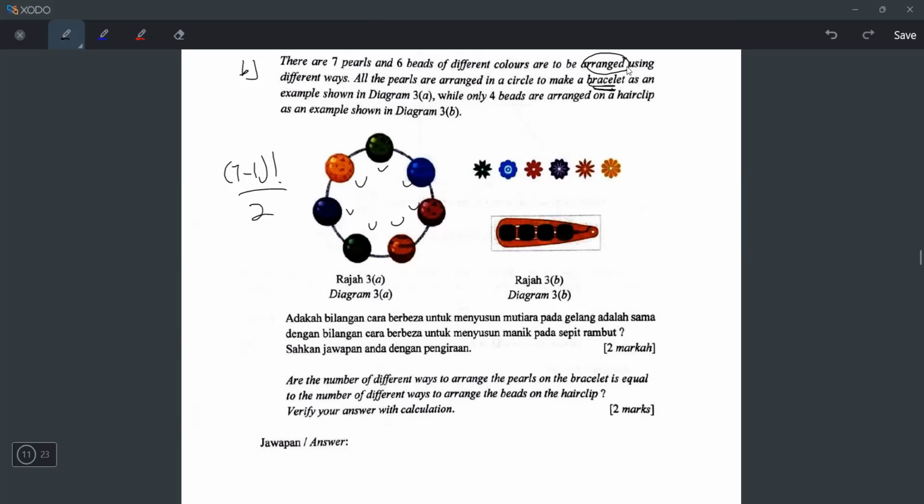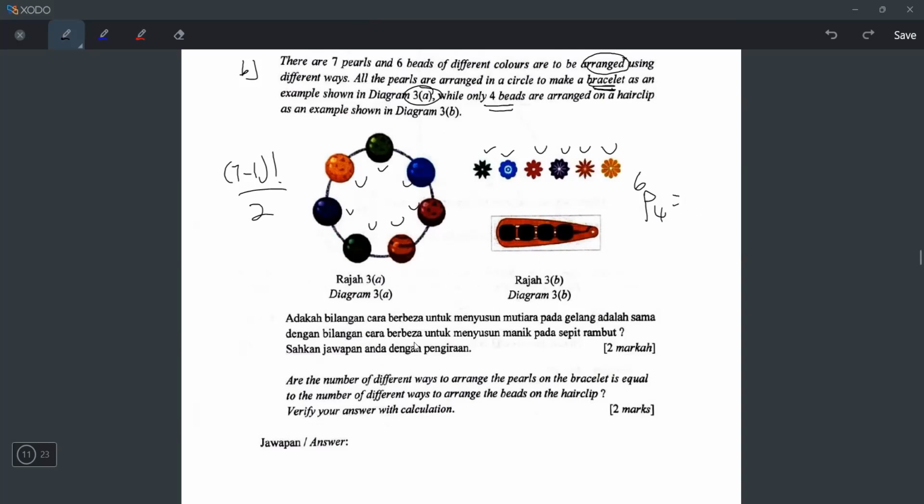Let's keep reading. Arrange using different ways. All the pearls are arranged in a circle to make a bracelet, as in the example shown in diagram 3A, while only 4 beads are arranged on a hair clip, as in the example shown in diagram 3B. So how many beads do you have? 1, 2, 3, 4, 5, 6. 6, but I only choose 4 to arrange. But you are arranging in a straight line, not a circle, so you don't have to divide by 4. If it's arranged in a circle, then you have to do that. But this one, no need. You just arrange in a straight line.